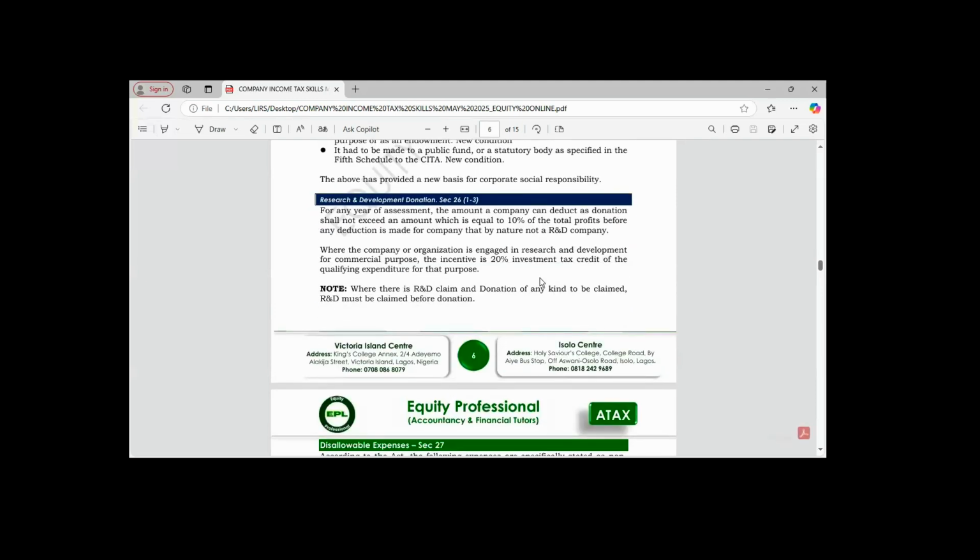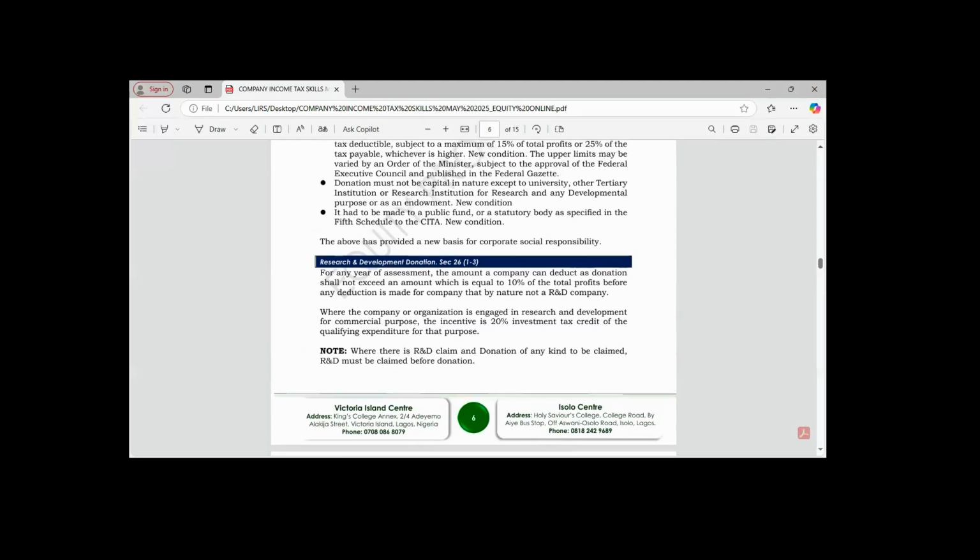Then the donation must not be what? Don't forget it: it must not be capital in nature, except in the case of the one you are making to tertiary institution and research institution. So those are the donations.